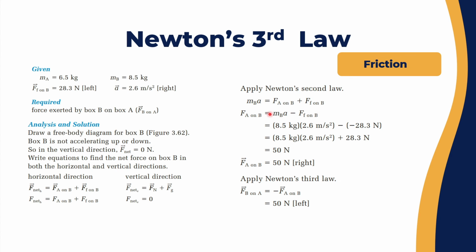We know all these variables: 8.5 times 2.6 minus the minus 28.3 newtons. That means the force exerted by A on B would be 50 newtons to the right. Now Newton's third law says Fb on A is minus Fa on B. So Fb on A would be minus 50 newtons, or 50 newtons to the left. As simple as that.